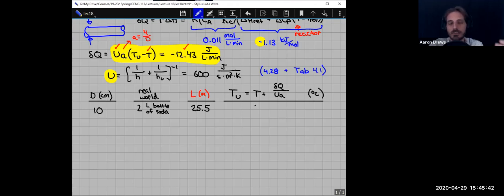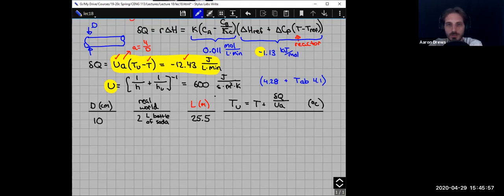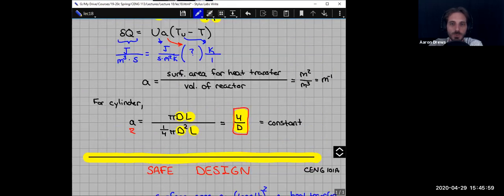If we calculate the necessary utility temperature in order to maintain isothermal operation from this, we get an interesting number. Remember, the temperature inside the reactor was 90 degrees C. There was a question in chat, how did I get the length? The length came from the volume. So we knew the volume was 200 liters, so I can calculate the length of a cylinder with the volume equation for a cylinder.